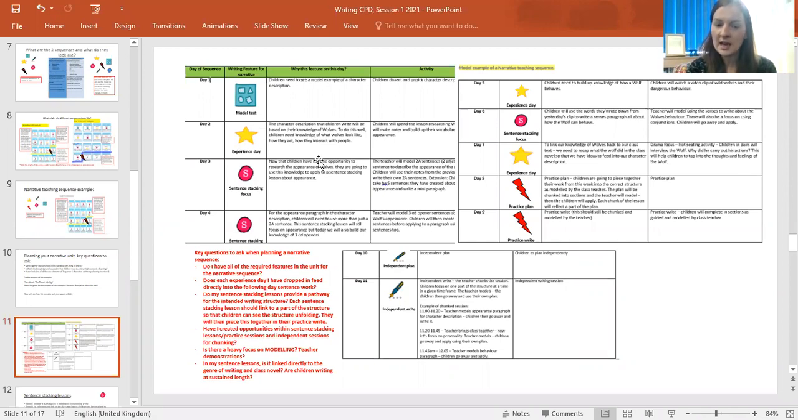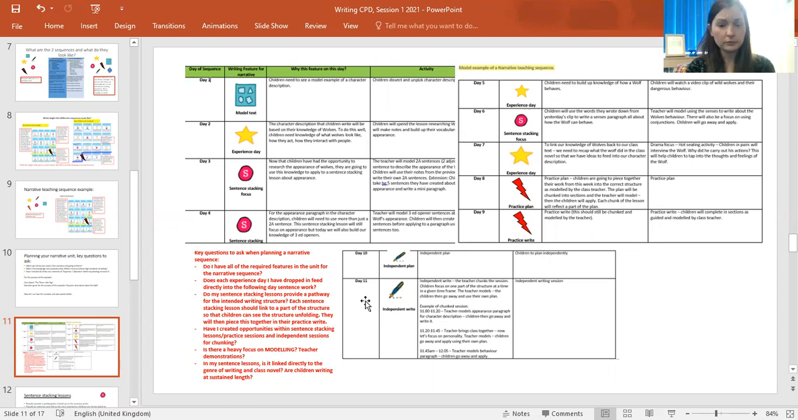Straight after that experience day, because I know that the first paragraph is going to be an appearance, I'm focusing on appearance, and that was my experience day there. And then you can see the order in which I've dropped things in. So really, it's pretty much a similar sequence to what we already follow, with the exception of we've got more of a focus on SPAG and we've got the odd experience day dropped in.